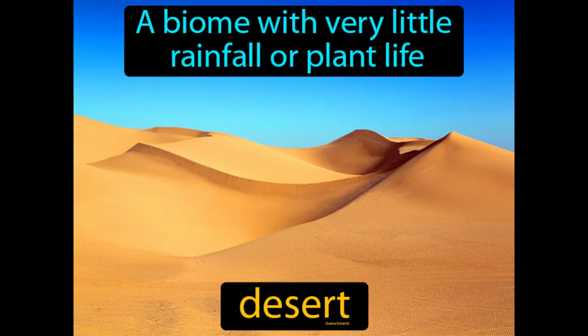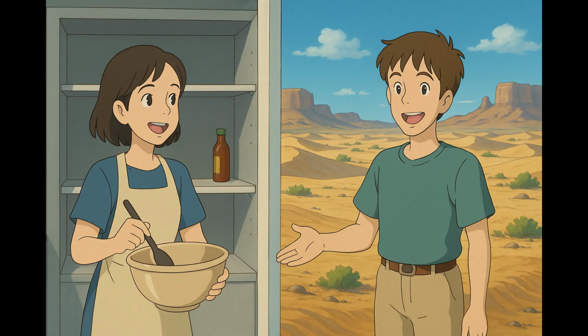A biome with very little rainfall or plant life. Desert. A desert is a dry area where there is little water and consequently very few plants and animals can survive. Imagine trying to cook a meal with an almost empty pantry.